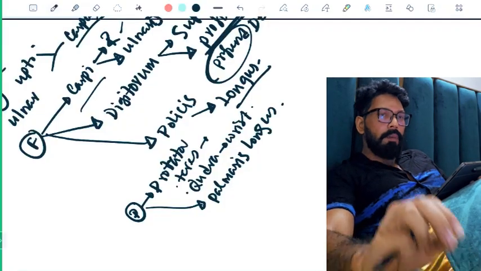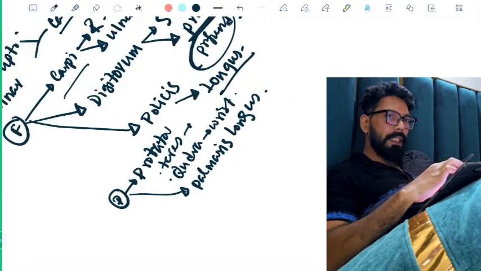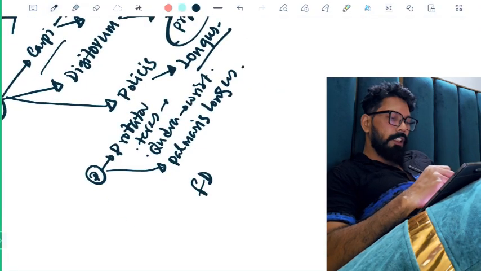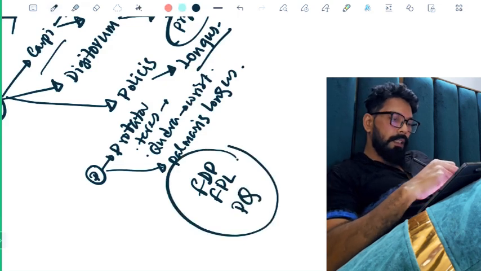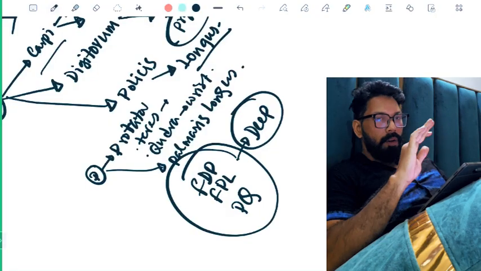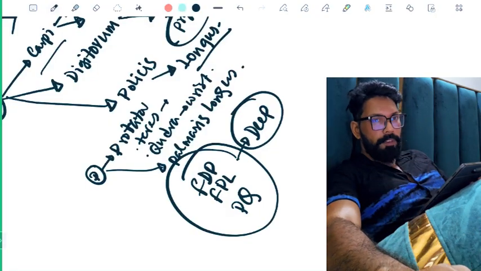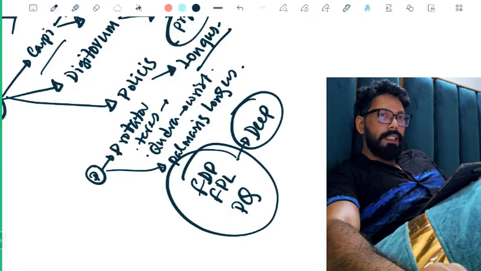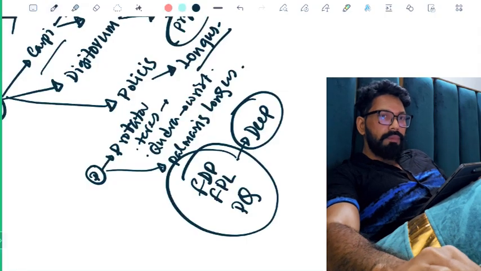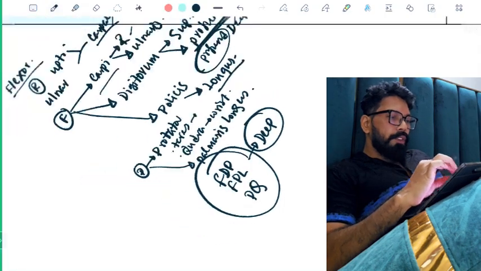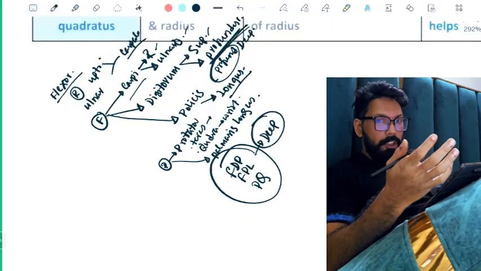So among them, if you want to remember separately, remember flexor digitorum profundus, flexor pollicis longus, and pronator quadratus are the deep ones. All the others are superficial ones. Okay, so these are muscles of your forearm, anterior side or flexor side.